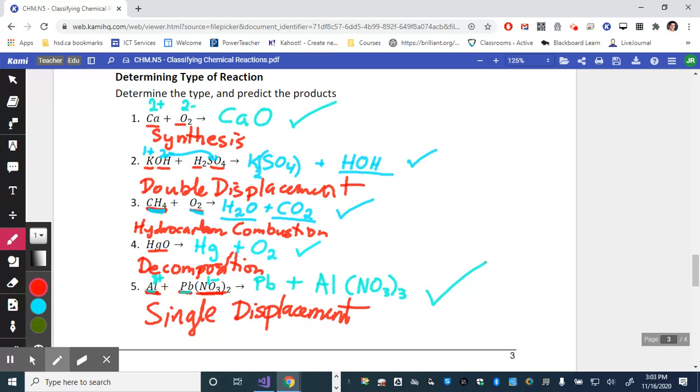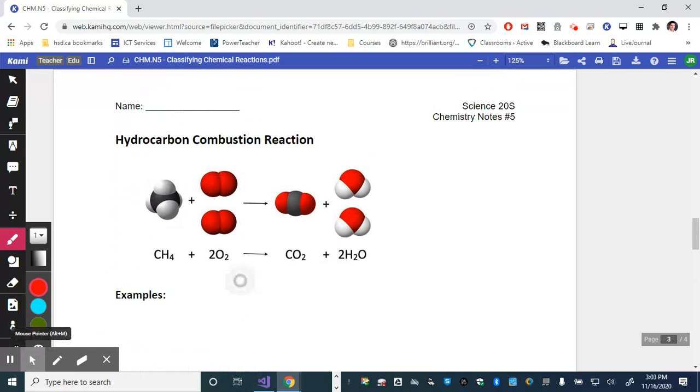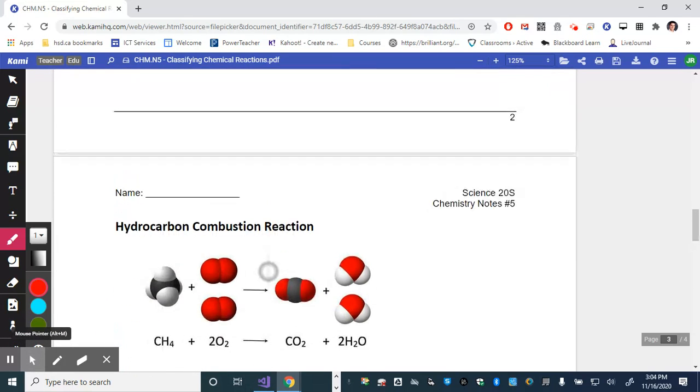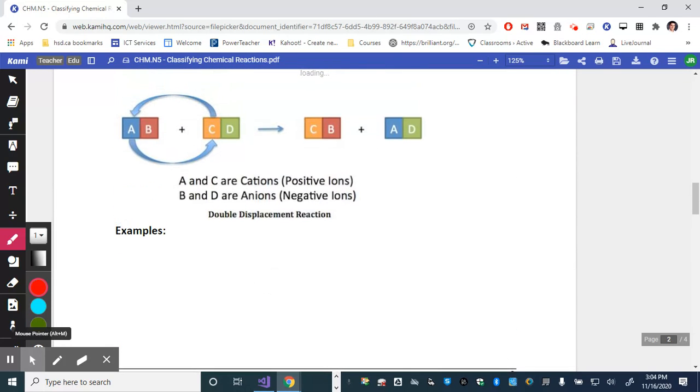Okay, so we've done all of these types of reactions. We can predict the type: synthesis, double displacement, hydrocarbon combustion, decomposition, and single displacement. Okay, how do we know? We look at the beginning and which one matches up with what we saw up here in the notes. Here's hydrocarbon and oxygen, CO2 and H2O, hydrocarbon combustion.